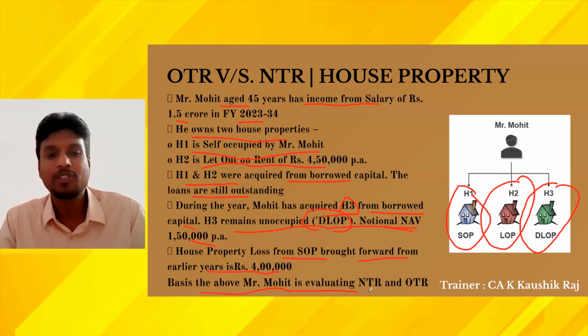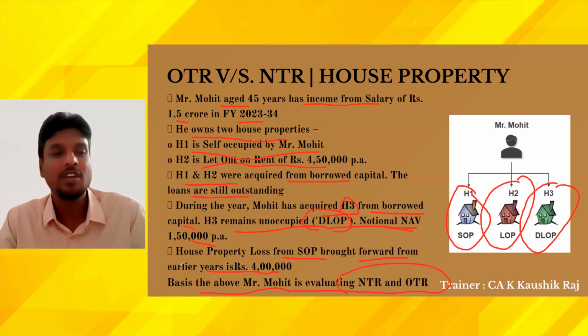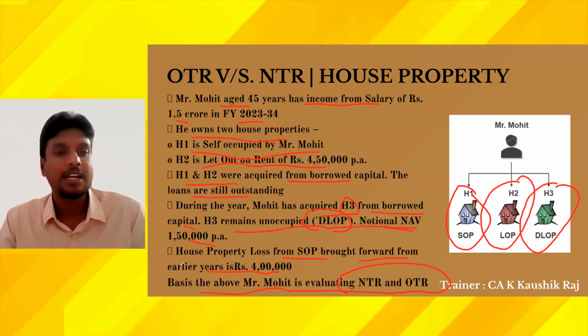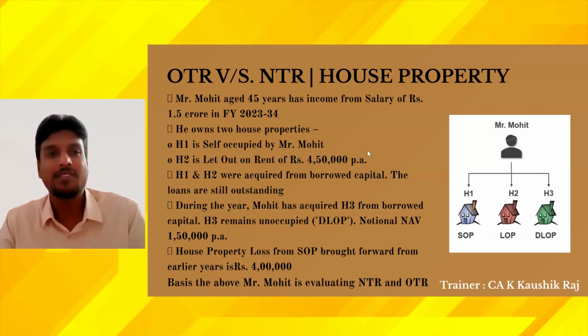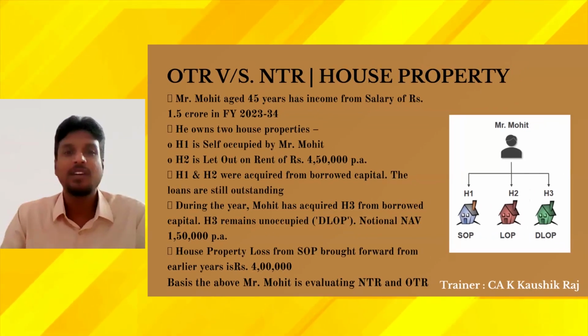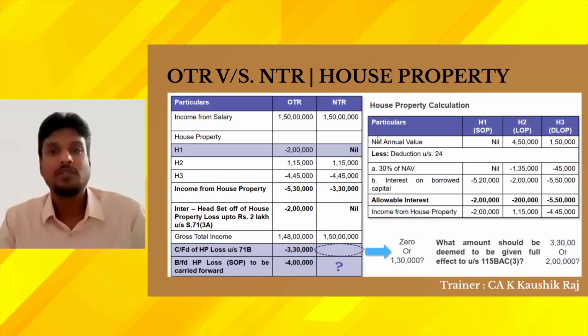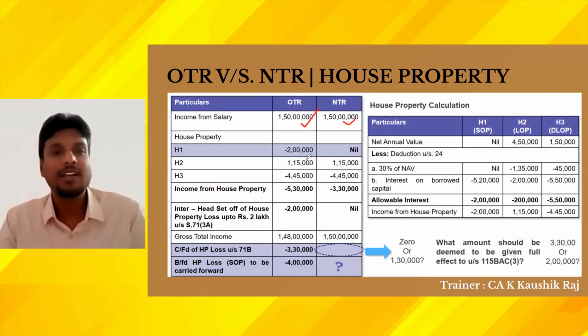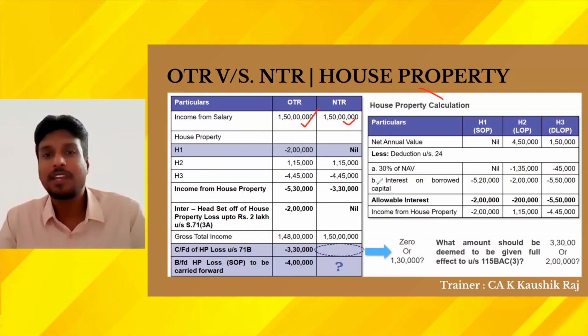Basis the above, Mr. Mohit is evaluating new tax regime versus old tax regime. Kindly compute and advise. What we have as the solution here is as follows. So income from salary will be the same, 1 crore 50 lakh, 1 crore 50 lakh. House 1, house 2, first we'll have to make the calculation.